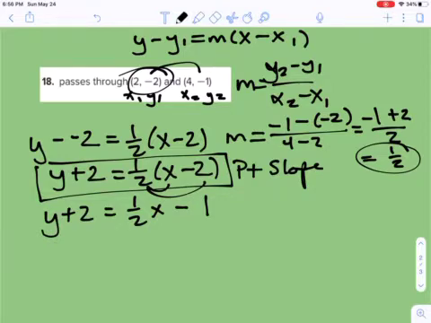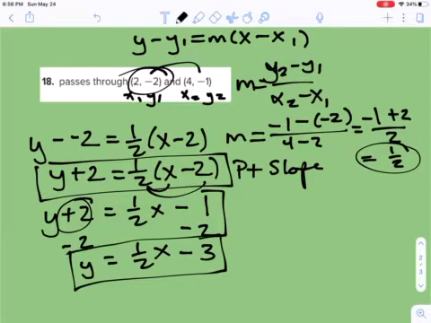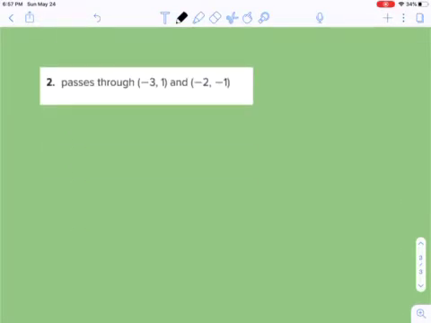And then we have this number here, and we want to get y by itself. So we're going to subtract 2 from both sides. And you're going to wind up with y equals 1/2 x minus 3, because negative 1 and negative 2 makes negative 3. And then this is my slope-intercept form, my y equals mx plus b. All right, let's look at one more example.